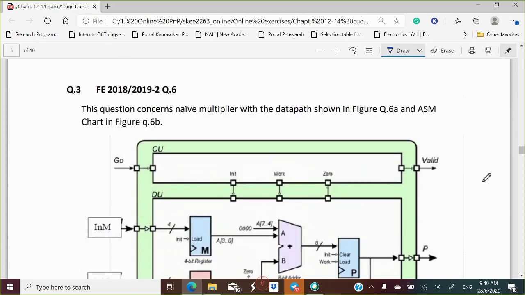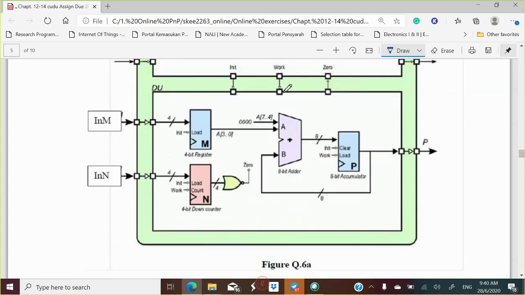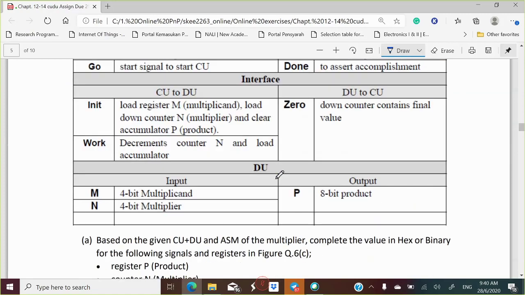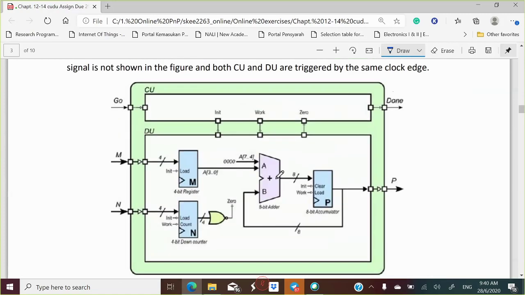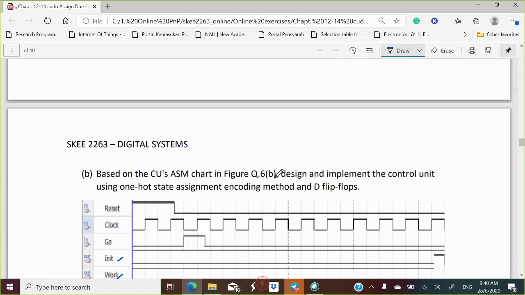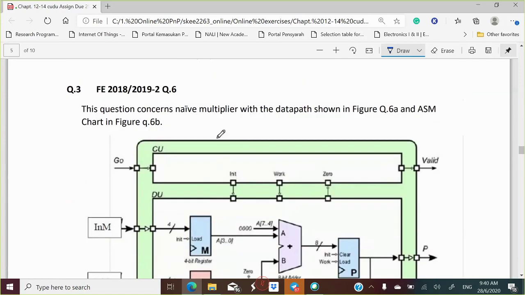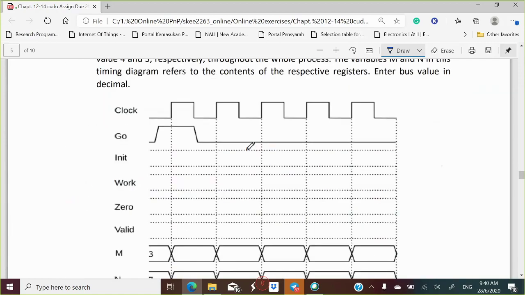This is again multiplier. Why? It also appears again in 2018, the second semester. So I will not do this one because it's the same, right? It's the same. So we can skip number 3. Or was it number 4?